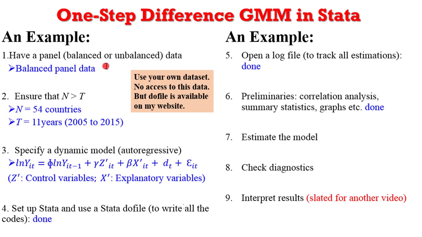In my example, I have a balanced panel data. My number of cross sections is greater than the time span in my data. I have 54 countries across 11 years. I have specified a dynamic model, as you can see. The log of y is a function of its first lag, a function of a vector of control variables, a vector of explanatory variables. I have year dummies, and this is the error term.